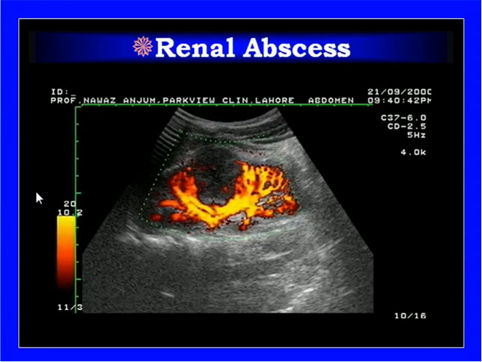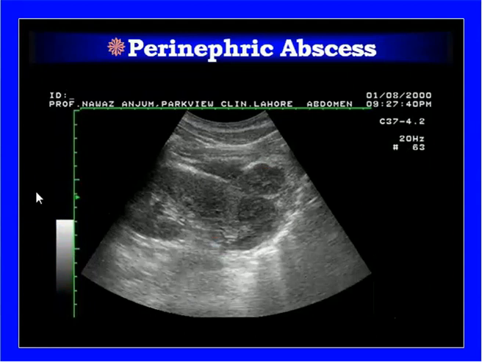Renal abscess. The only difference between a simple renal cyst and the abscess is the presence of internal echoes in the renal abscess, where they are totally absent in the renal cyst, where there is clear through transmission. Now these are the multiple perinephric abscesses, rounded structures with internal echoes and small perinephric fluid collection.